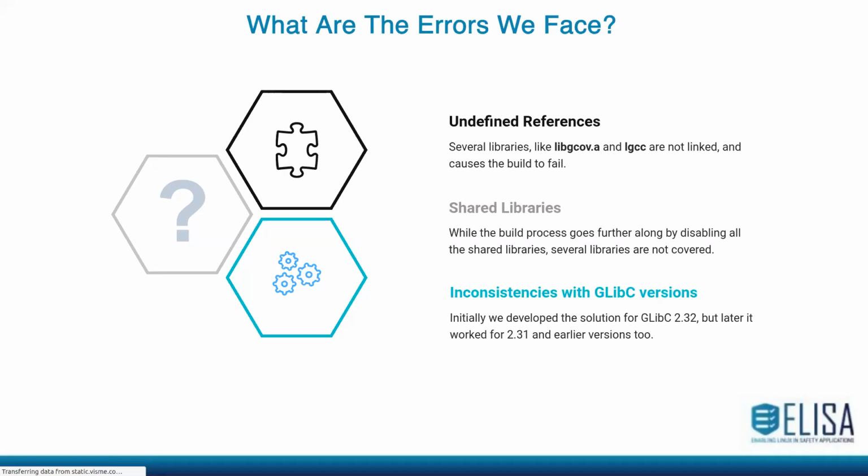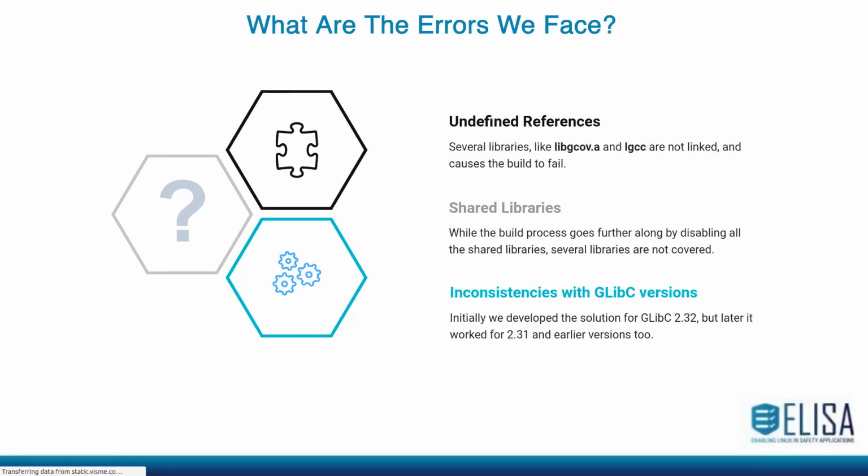So when we disabled all the shared libraries, we found that several libraries were not covered, and this was not an optimum solution because we need several libraries like libcmodules.h and selinux and nscd that are required. And if we just disabled the shared libraries and built for coverage, we would not have coverage for all those files. And the third was inconsistency with glibc versions.